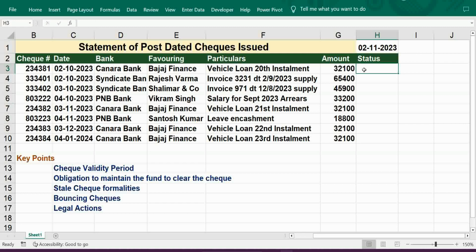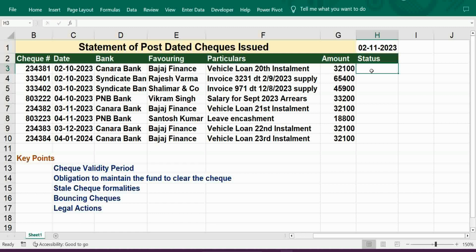Status symbol is whether the check is presented in time and encashed or not, we have to mention in the status, so that once it is completed we can ignore the balance for that particular account. Otherwise, if it is pending, then we have to watch every day whether this check is presented or not. So based on that, we have to keep funds in the particular bank account.